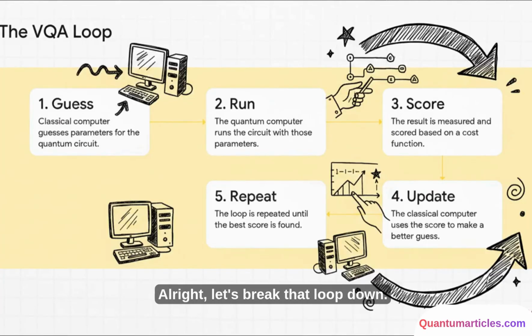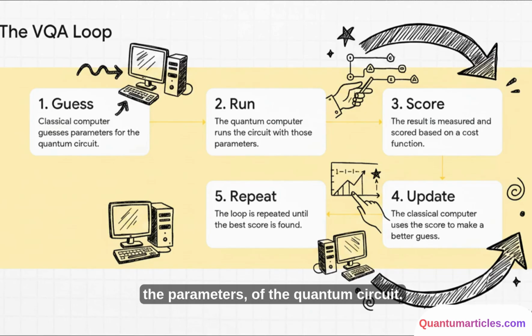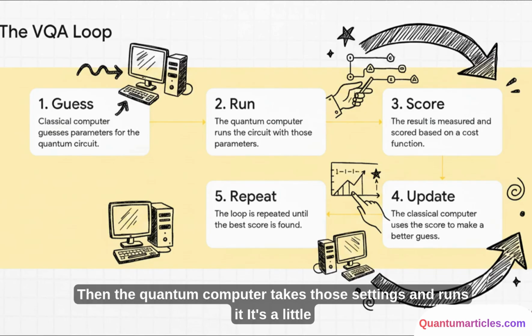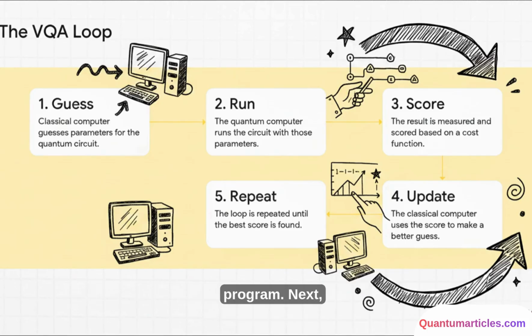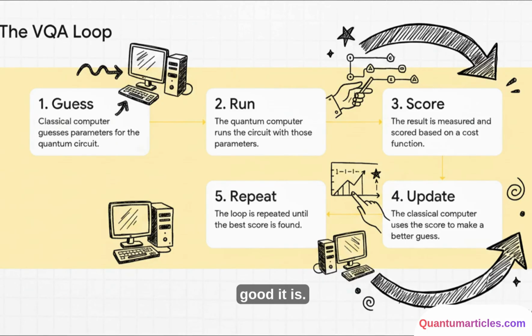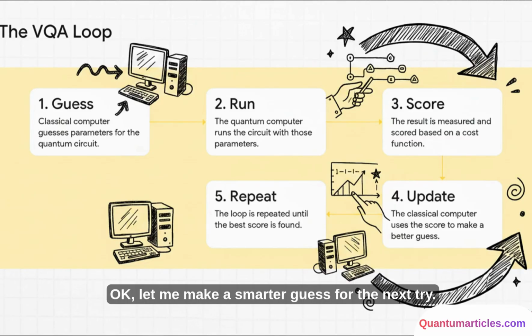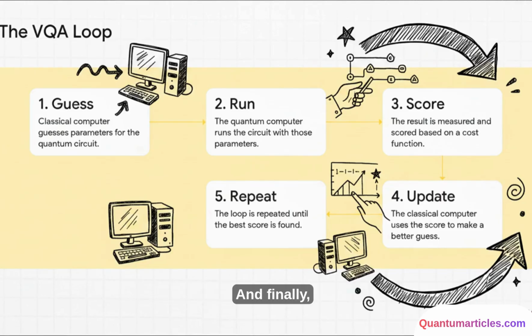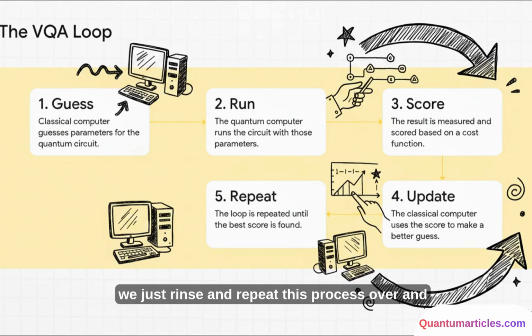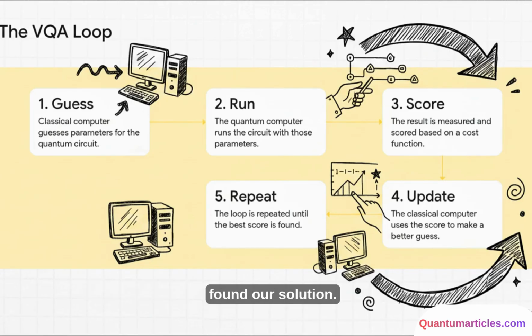All right, let's break that loop down. First up, the classical computer makes a guess for the settings, the parameters of the quantum circuit. Then the quantum computer takes those settings and runs its short little program. Next, we measure the result that comes out and we give it a score based on how good it is. After that, the classical computer looks at that score and says, okay, let me make a smarter guess for the next try. And finally, we just rinse and repeat this process over and over until we've cranked up the score as high as it can go and found our solution.